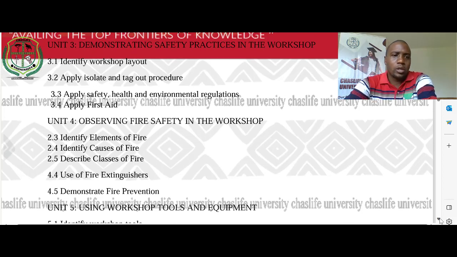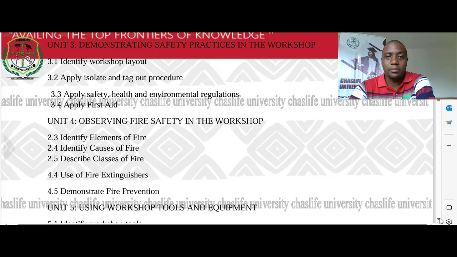So we go to Unit 4. Under Unit 4, we're going to be observing fire safety in the workshop. Under this one, we're going to look at identifying the elements of fire. We're going to identify causes of fire. We're going to describe classes of fire. We're also going to use the fire extinguishers.